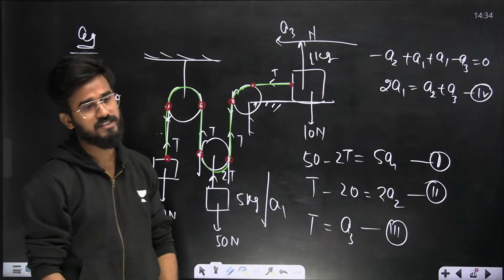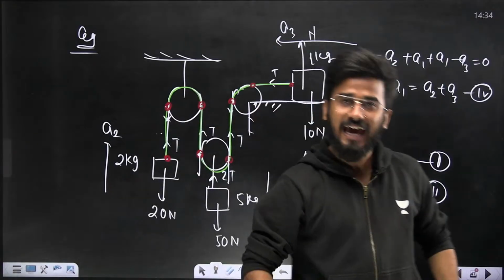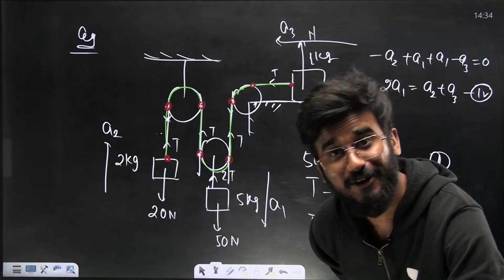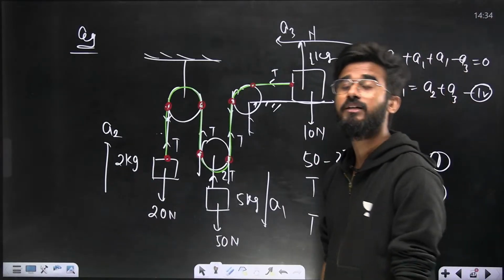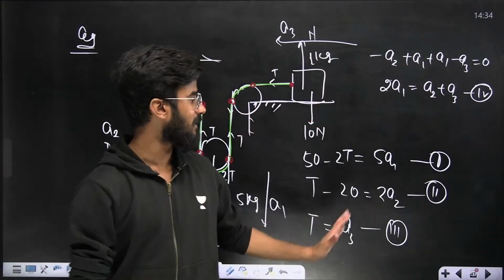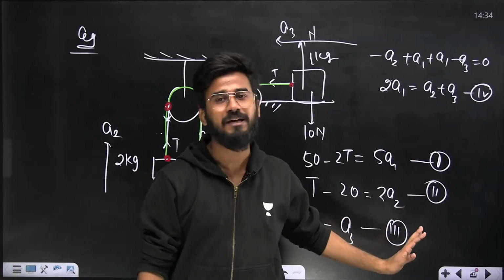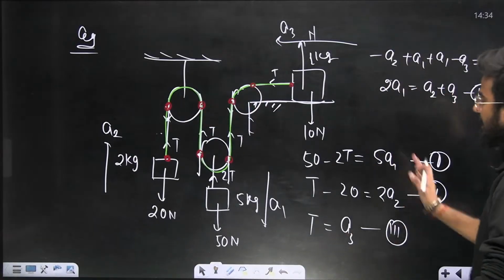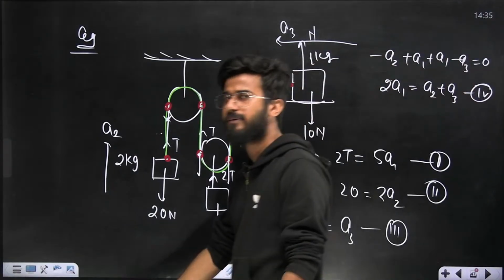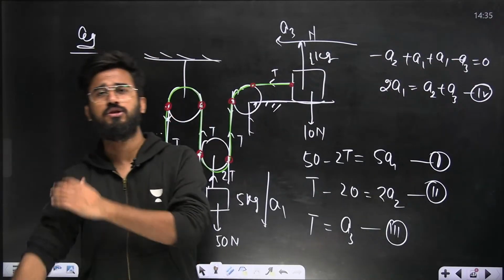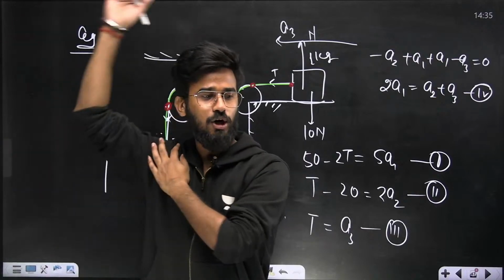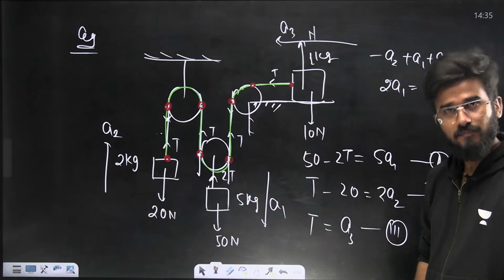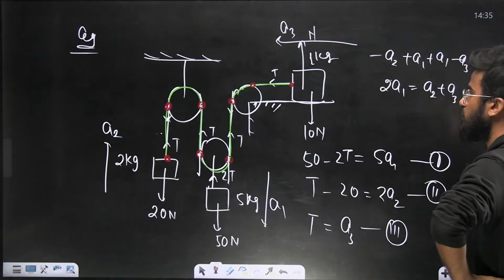Now we have 4 equations and 4 variables. Now simply this is mathematics. Can you solve these 4 equations for these 4 variables? Yes or no? Please write in the chat section. You have to find A1, A2, A3 and tension. You can simply find all these things. Got it? Should we move on to the next thing?